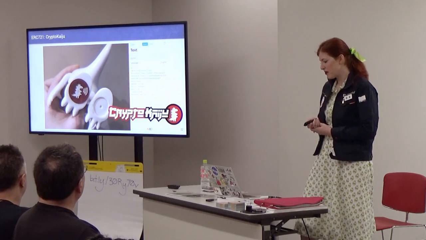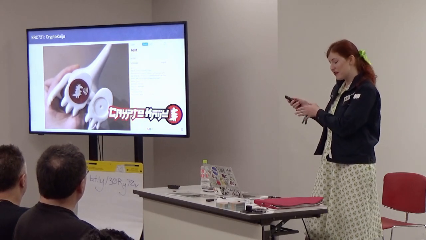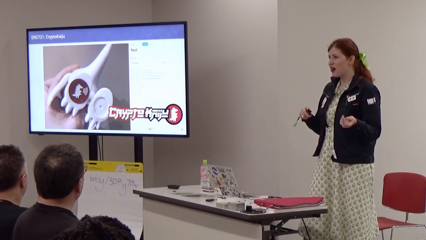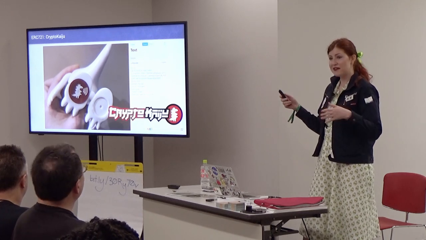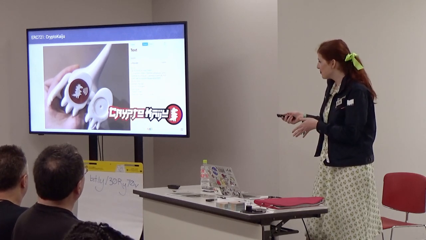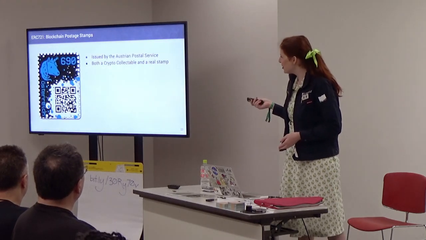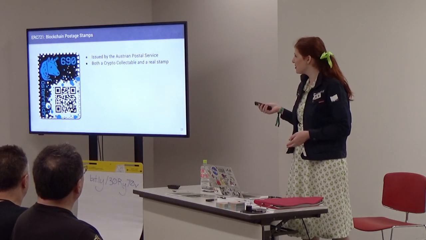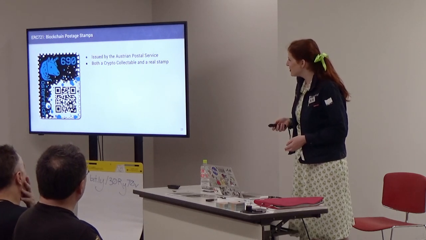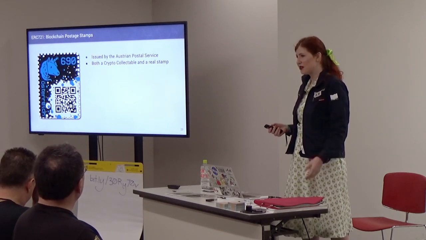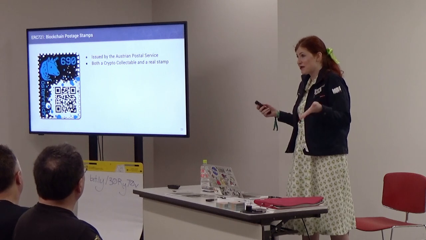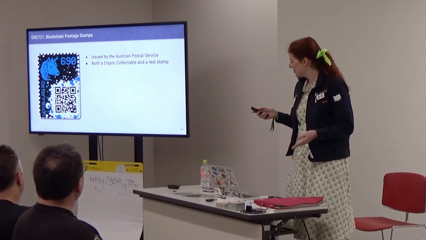Crypto Kaiju combines these real-world vinyl figurines using NFC to blockchain. So there's some neat mashups of the physical world and the digital world. And another example, not a game, but still really cool, the Austrian Postal Service issued this crypto stamp that's both a collectible and, I guess, you could mail someone you cared about a really cool letter.